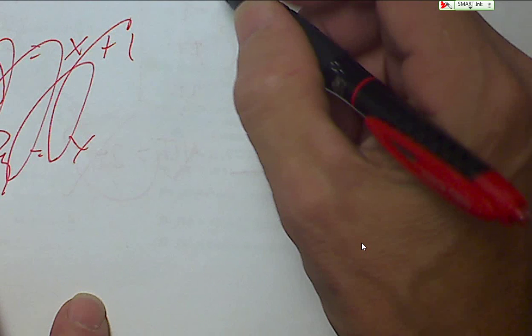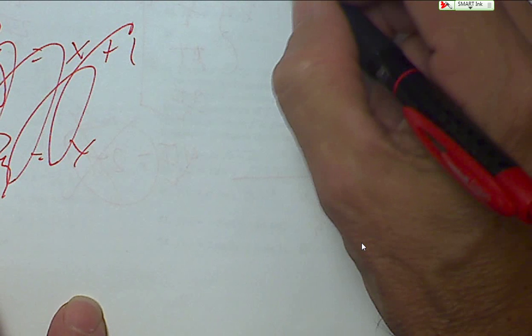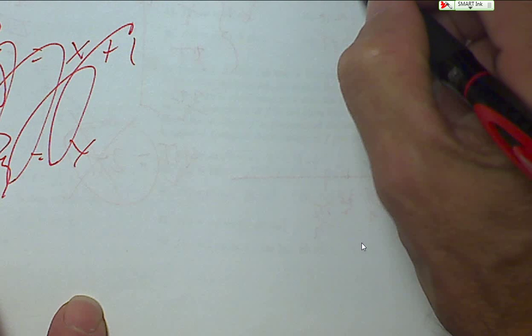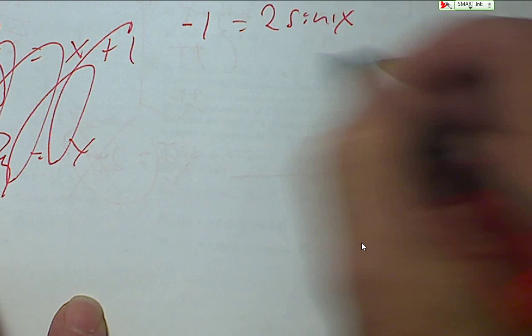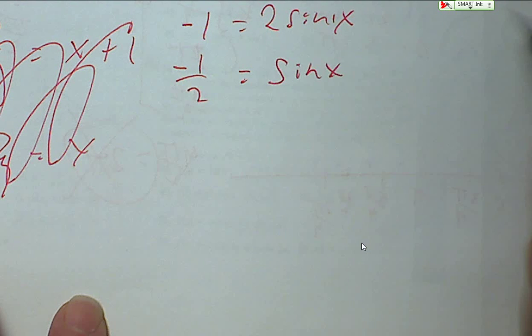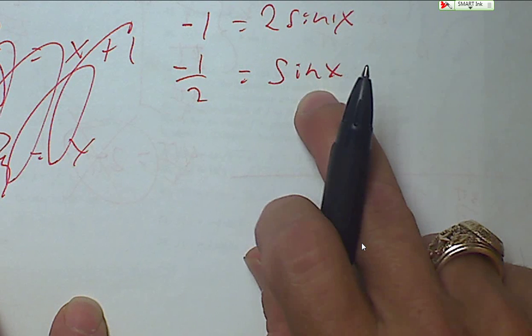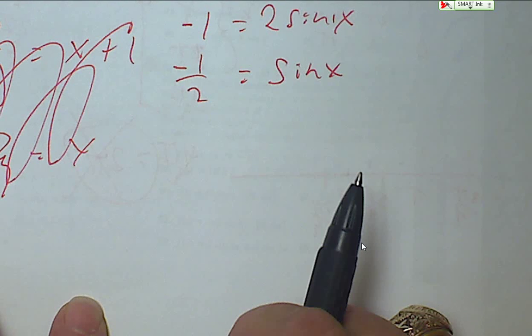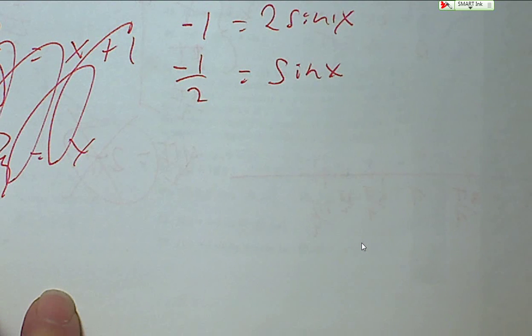So 0 equals 2 sine of x plus 1, bring the 1 over, so -1 equals 2 sine of x, divide by 2. Now I can ask, when does sine equal -1/2? And can we use our calculator? You would have to know that one, okay? When does sine equal -1/2?